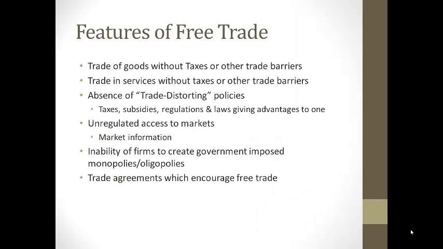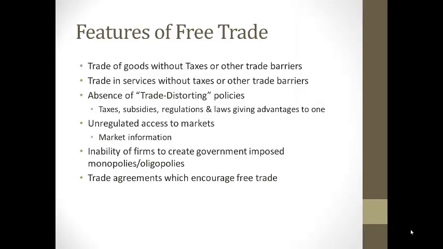Now, here are some of the features of free trade. Free trade is basically a trade of goods without any taxes or barriers. This is also transferred into the trade of services. Free trade is also absent of any trade distorting policies. These policies include taxes, subsidies, regulations, and really any laws that would give an advantage to one side of the market over the other.